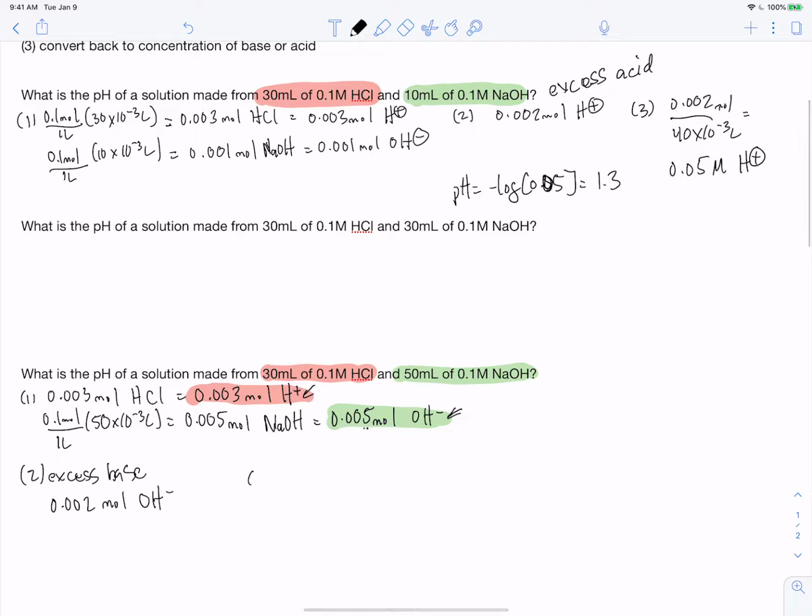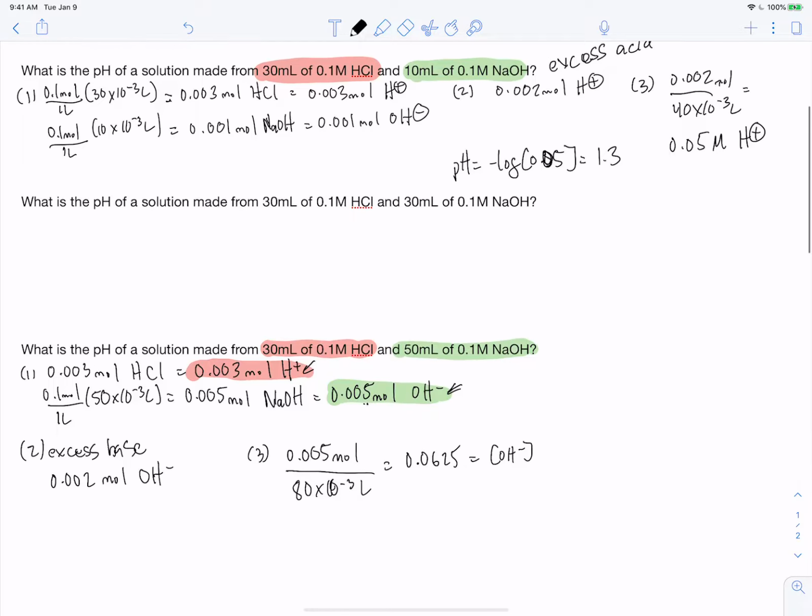And then finally, in the third step, we want to back that into whatever the final concentration is. So here we took 30 mils and we added it to 50 mils, so we have 80 mils total. And so we end up with 0.005 moles divided by 80 times 10 to the minus 3 liters. But be careful here, because remember, here we have excess base. And so what we've calculated is not the hydronium concentration, but the hydroxide concentration.